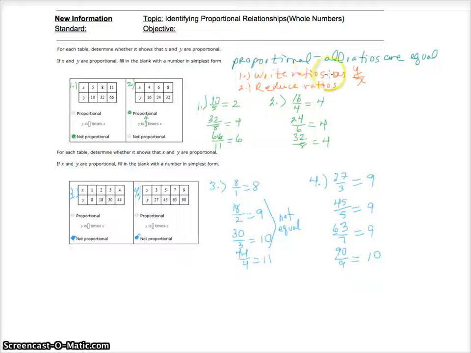So remember, write your ratios as y to x, reduce them. If they are proportional, put your ratio into the blank.